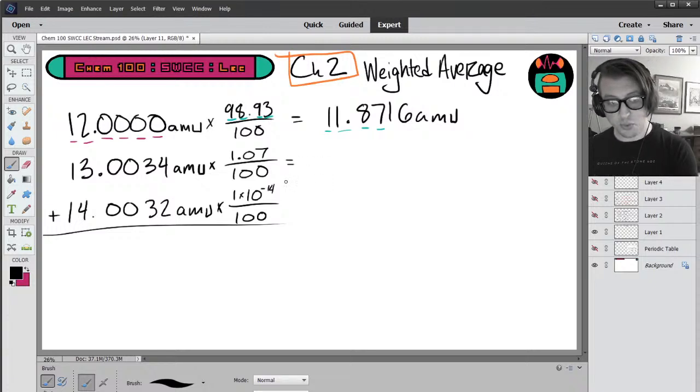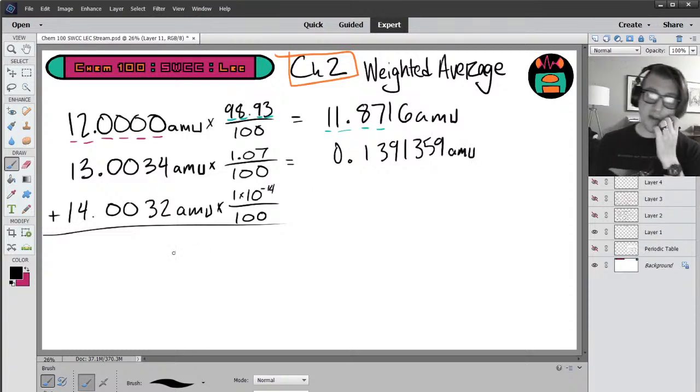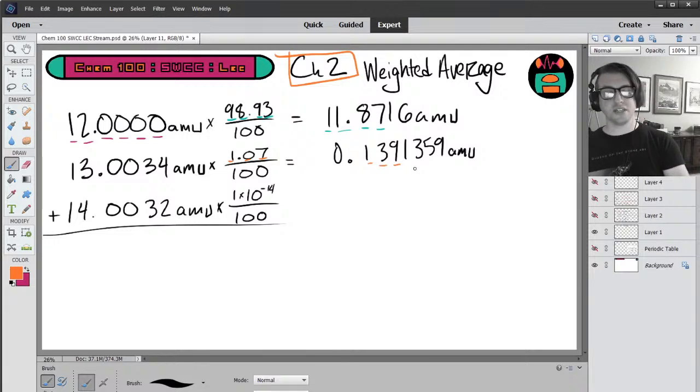Next, we need to multiply 13.0034 times 1.07 divided by 100. And when we do, the value that we get is 0.139139 AMU. And again, we're going to be limited by our sig figs in our percentage, 1, 2, 3. We can only have 3 sig figs in our answer, so I put those lines underneath. But I'm going to wait around till the very end.